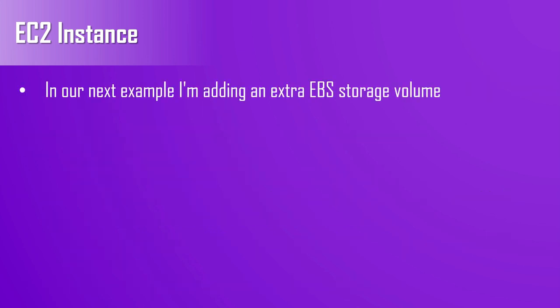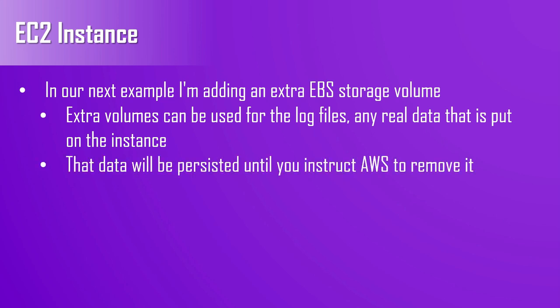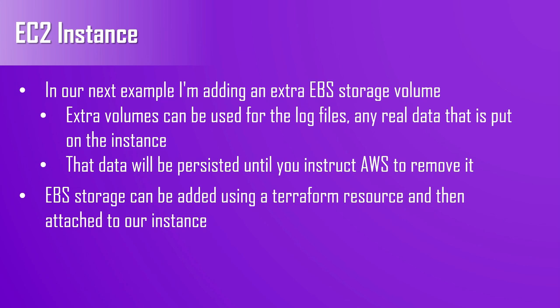In our next example, I am adding an extra EBS storage volume. The extra volume can be used for log files, or any real data that is put on the instance. That data will be persistent until you instruct AWS to remove it, so you can afterwards remove the instance, and the volume will still be persistent. EBS storage can be added using a Terraform resource and then attached to our instance.